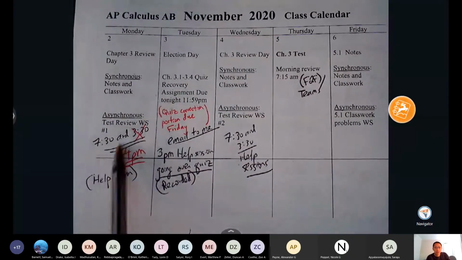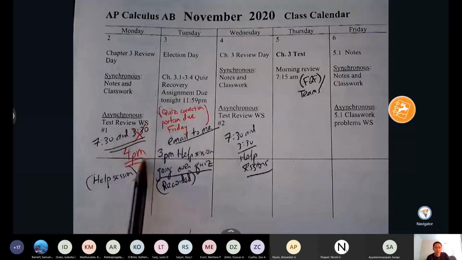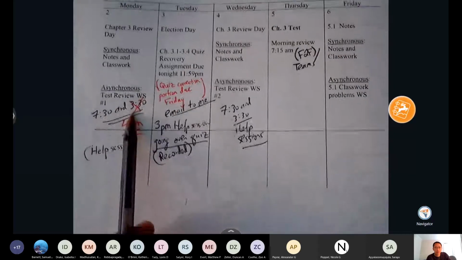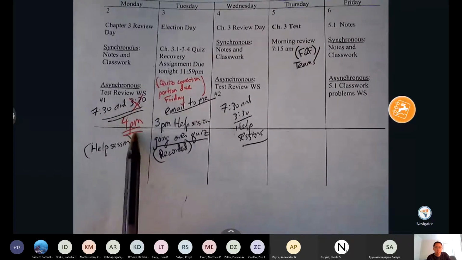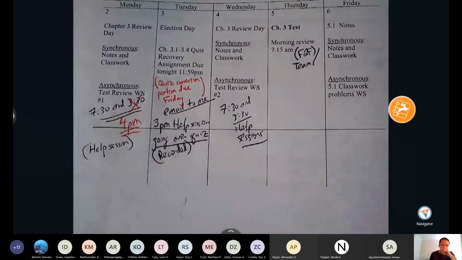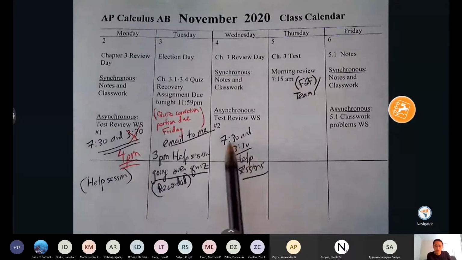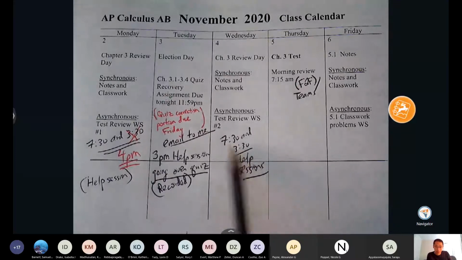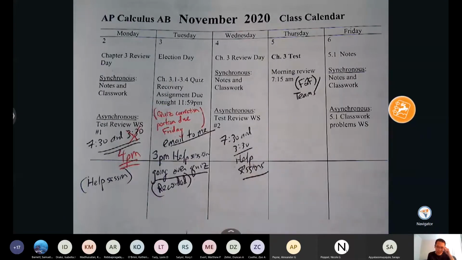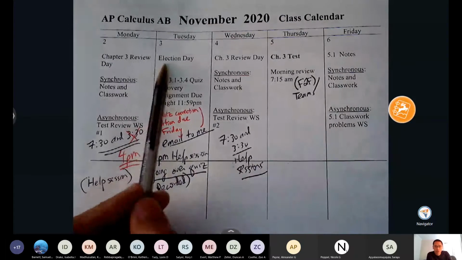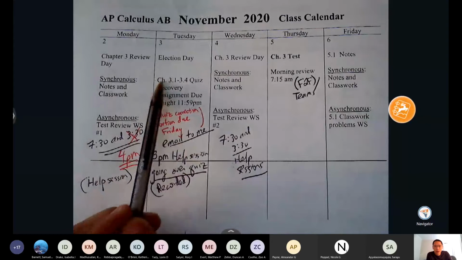I had a help session this morning at 7:30, and then I'll have one again at 4. Initially, I was thinking I could do 3:30, but I have a meeting at 3:30, so 4 o'clock help session. And again, Wednesday I'll have help sessions 7:30 and 3:30. Wednesday's is going to be on Teams or face-to-face, but these will all be recorded. Tomorrow, there's no school.